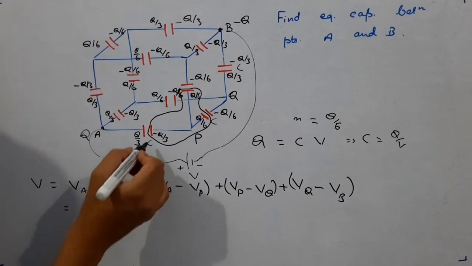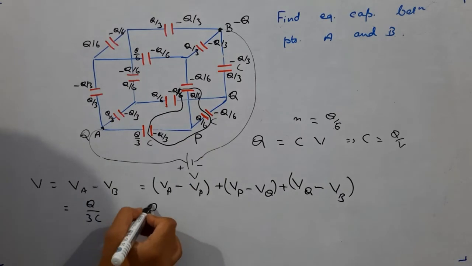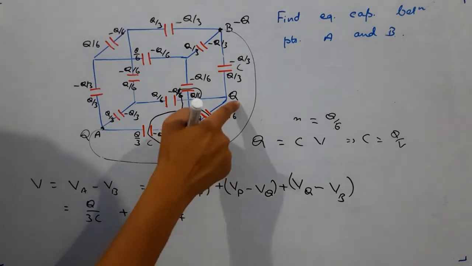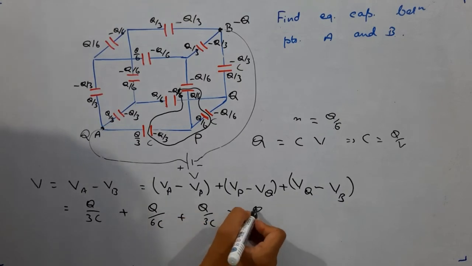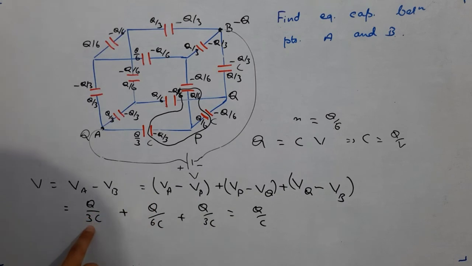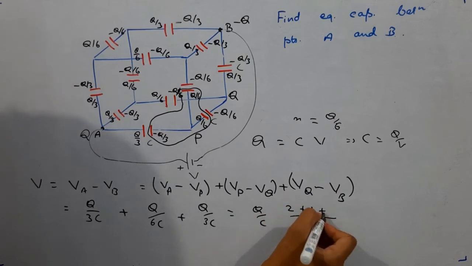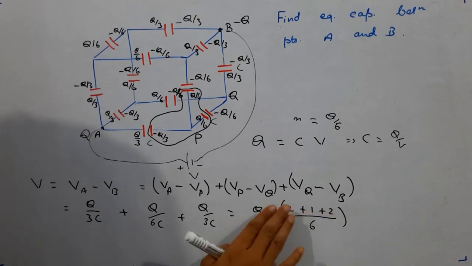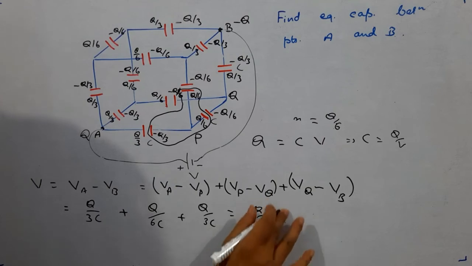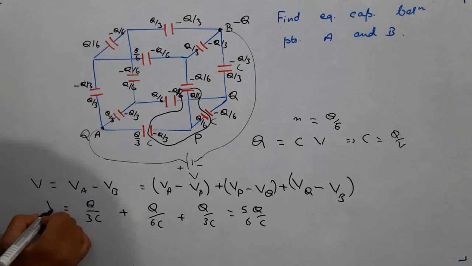And divided by C. C is C. Okay. Then VP minus VQ. So this is Q upon 6C. And then VQ minus VB. That is again Q upon 3C. So we can take Q upon C common. Then we will be left with 1 by 3 plus 1 by 6 plus 1 by 3. So LCM will be 6. So 3 2s are 6, 1, 6 times 1 and again 2. So 2 plus 2 plus 1 is 5, we'll get 5 by 6 times this much. So this is V. So V is this much.